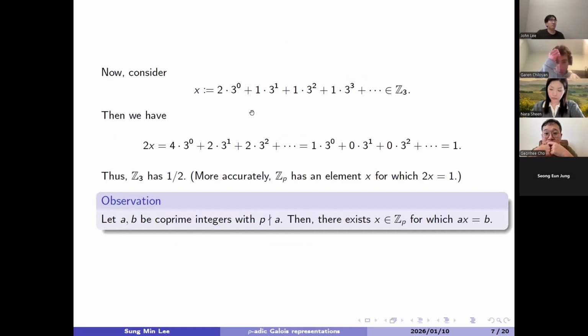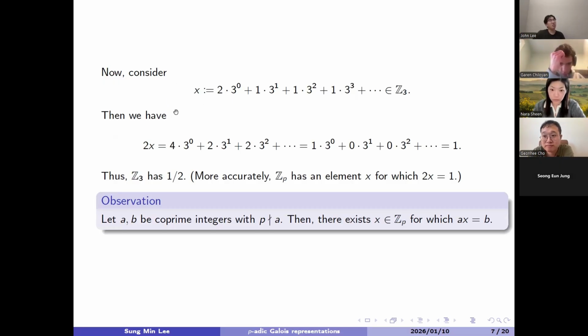So think about this element in Z_3. My first coefficient is 2, and the second, third, fourth, everything after it is 1. This is diverging in our usual setting, when we take the usual topology, like the real topology, then this one just diverges to positive infinity. However, in the p-adic numbers, we have a different topology, and this one doesn't diverge. It actually gives you a certain number in Z_p. So think about this x.